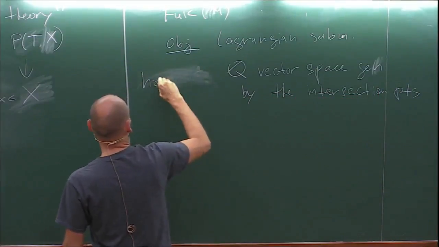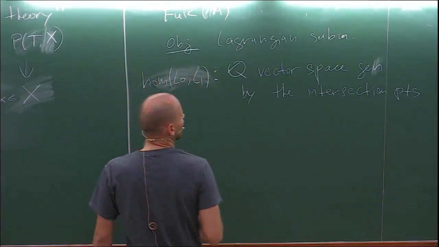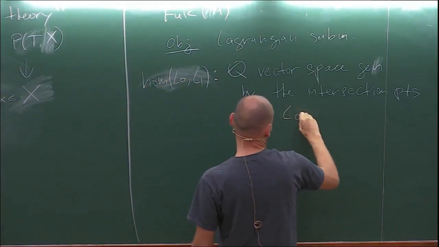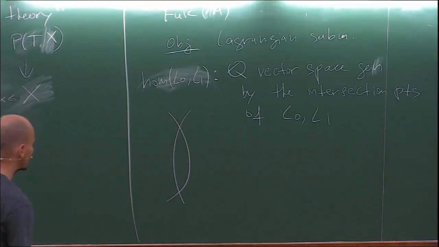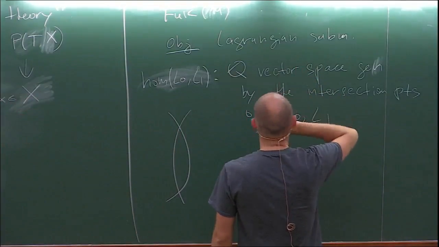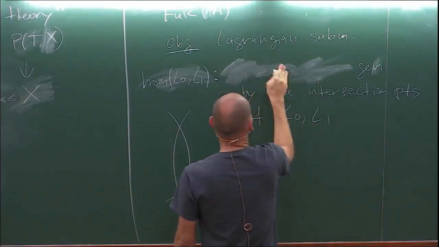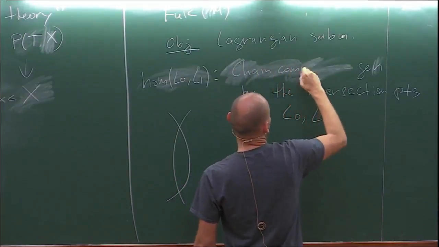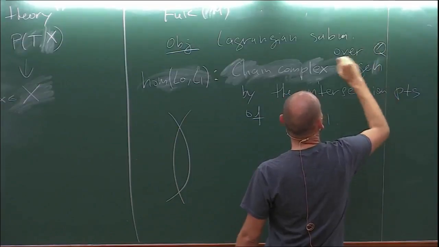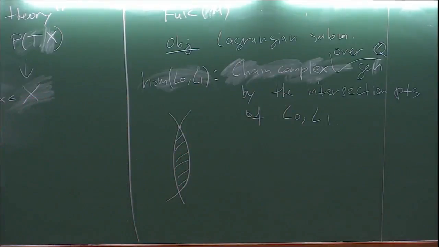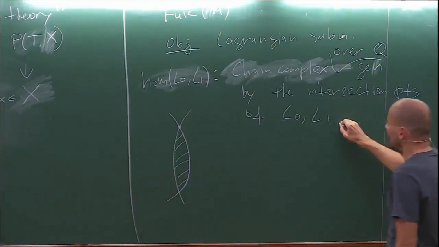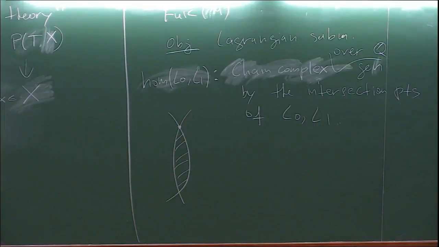So Hom is actually a chain complex, a chain complex over Q, and the differential is given by counting holomorphic strips.